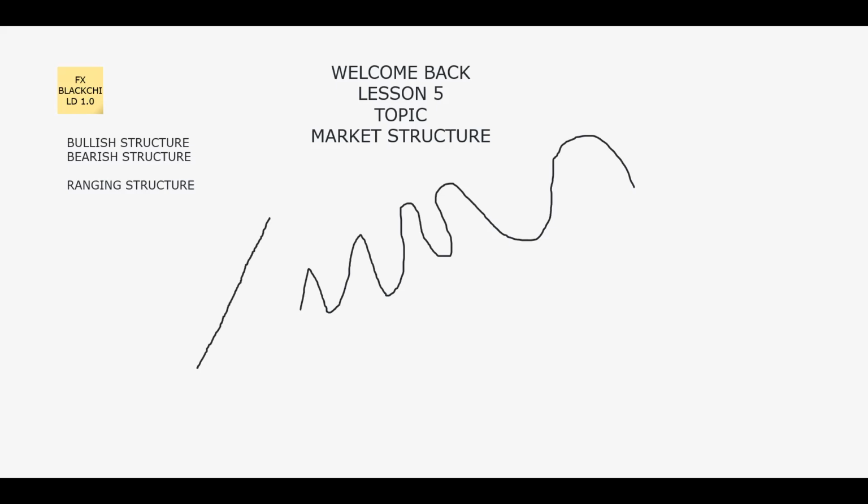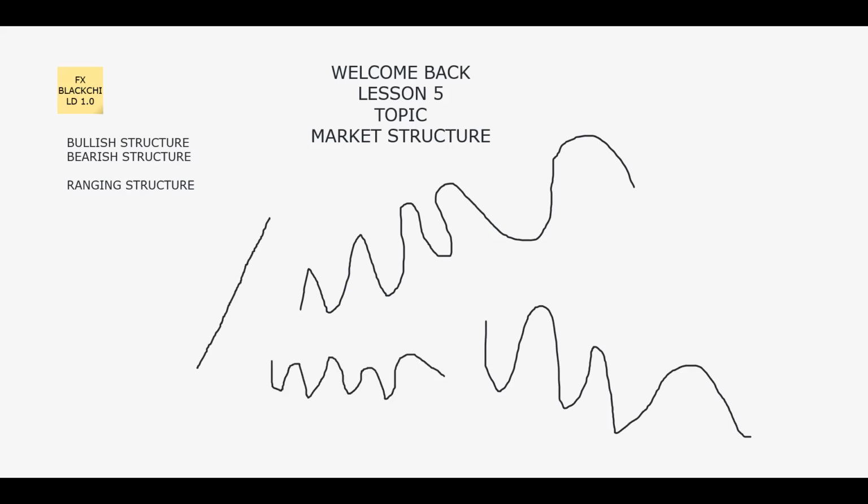Before I get there, I just want to make something clear: in Forex, the market does not just move like this, right? It does not just move like this. It moves in waves. If it's going up, it's going to move in waves like this. Or if it's going down, it's going to move in waves like that. Or if it doesn't want to go anywhere, it's going to move like this. So the market moves in waves; it doesn't just go like this or like that.